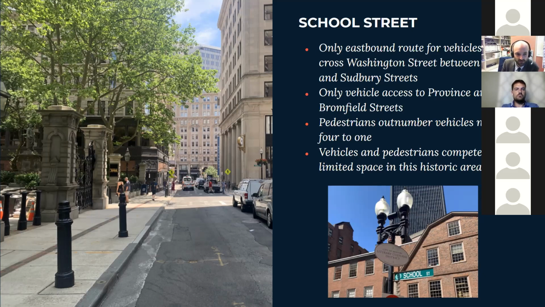But it's also really important context to note that this is a really important connection for pedestrians too. A very historic street. The Freedom Trail runs down this street, and pedestrians outnumber vehicles nearly 4 to 1 on this street. Today they're competing for the limited space in this historic area, and so we want to honor both of those. The importance of the street for both of those modes, but maybe better balance things towards pedestrians, who are the predominant user of the street.